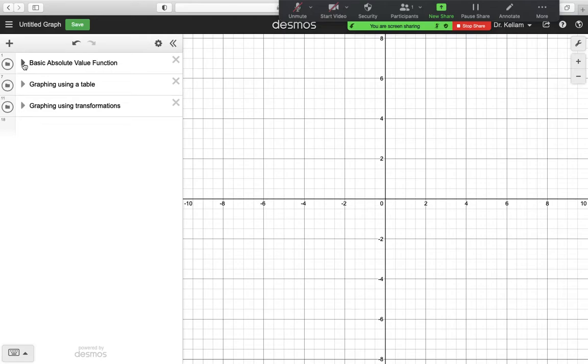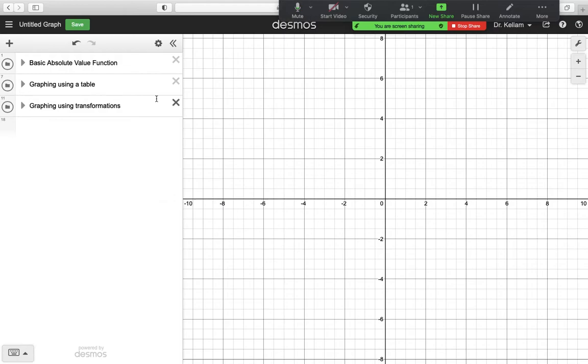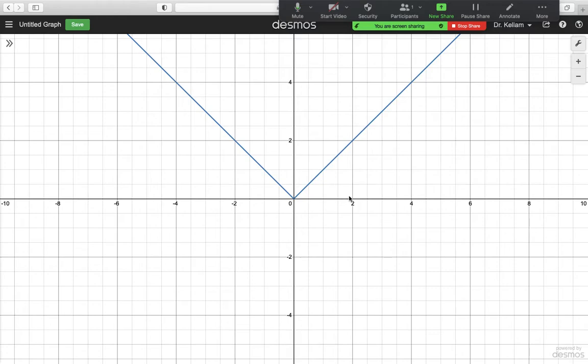This video is just to go over some of the aspects about the vocabulary of an absolute value function. So we have a couple of things that we need to consider. We're going to start off by just looking at the standard absolute value function.